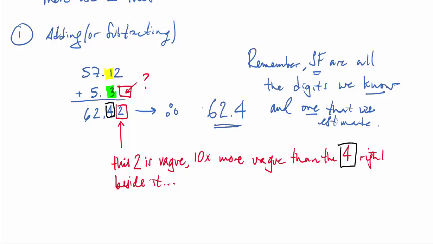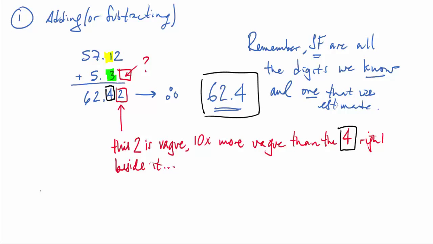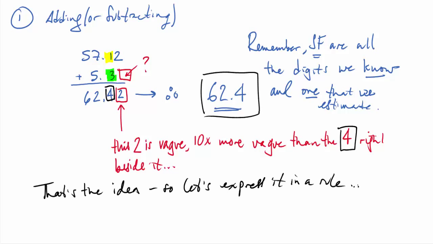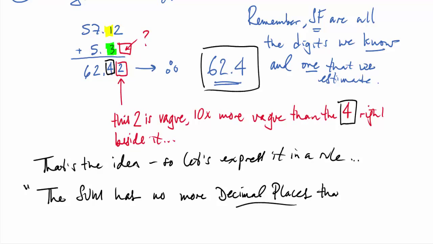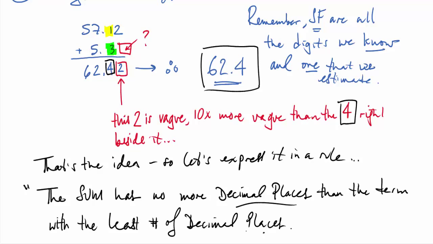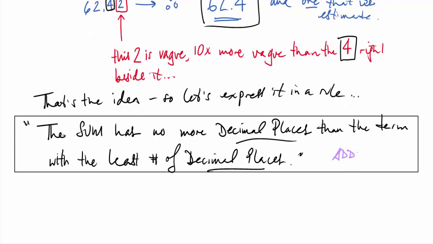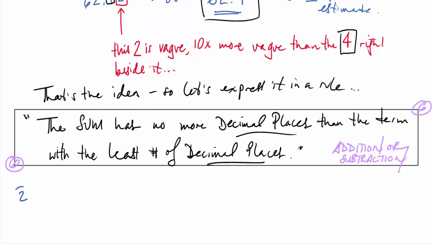That's the idea. Let's see if we can express this as a rule. Here's the rule. So we'll say that the sum has no more decimal places, mind you, than the term with the least number of decimal places. Again, decimal places. That'll be our rule for addition or subtraction. Okay, the other rule, there's only two of them, remember, the second one is multiplying or dividing.